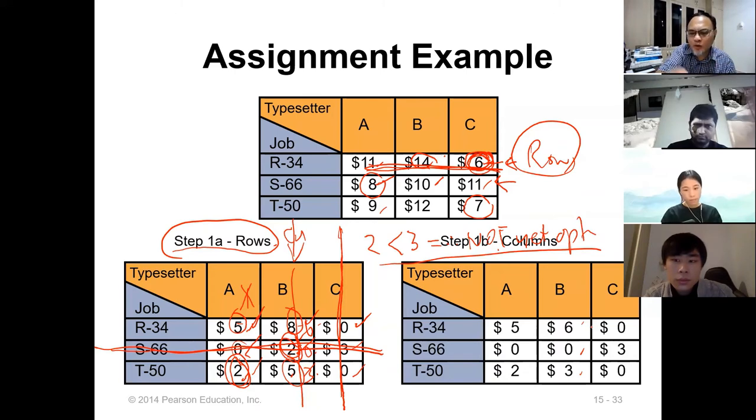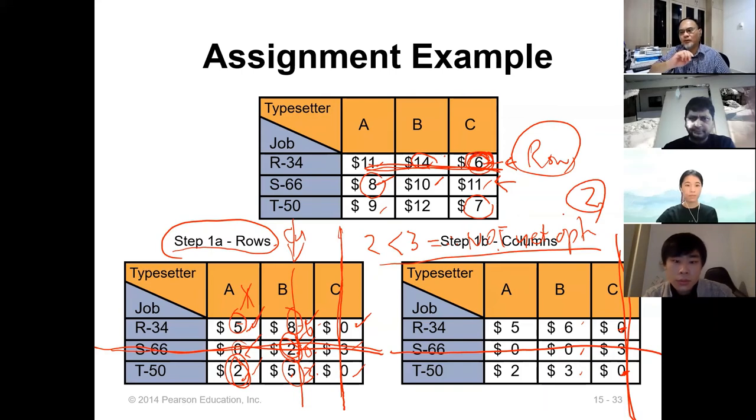And then only you draw the line. Forget about that two lines just now. Now only we draw the line. That means one line covering this, and another covering this, and still, we only have two lines, which is not optimum yet.